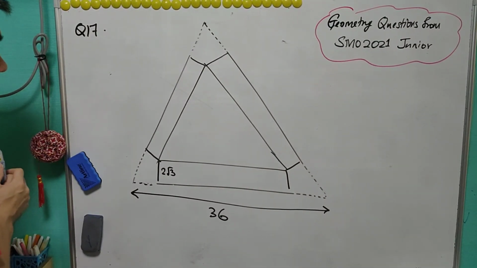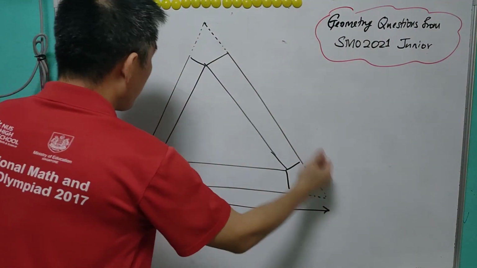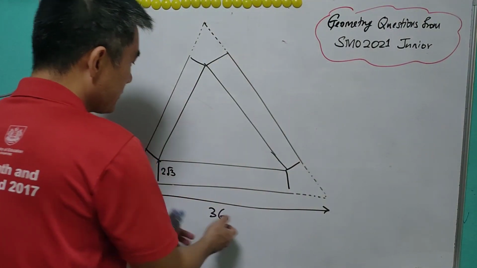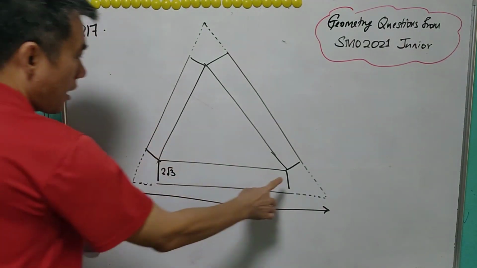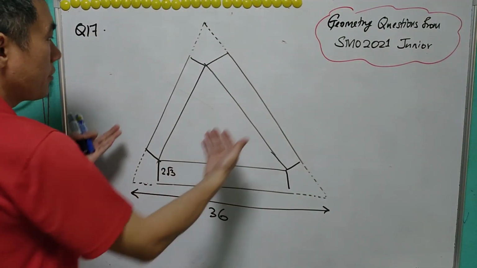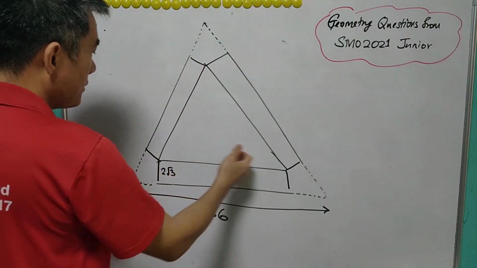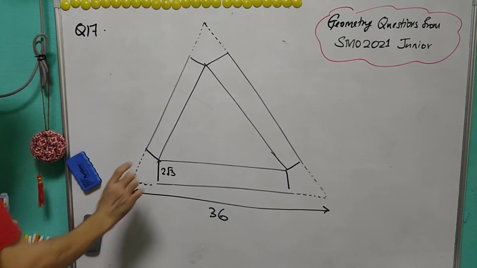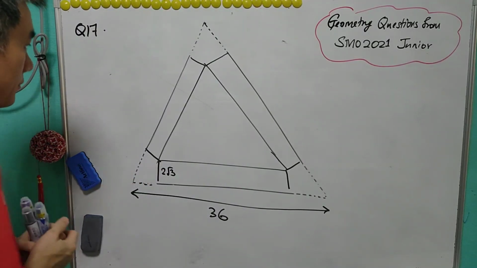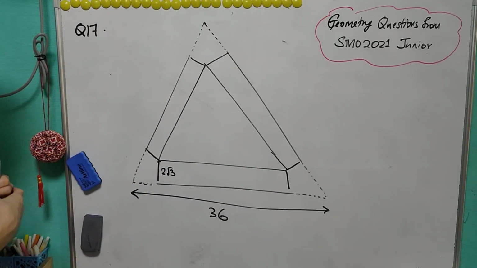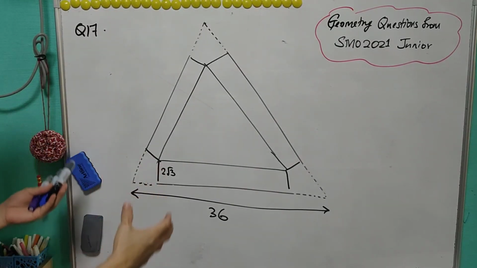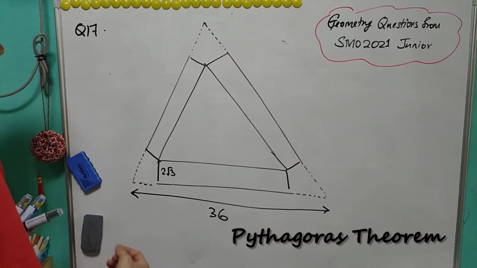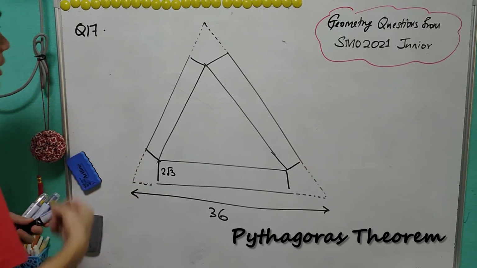For question 17, this is originally a cardboard in the shape of an equilateral triangle of length 36. Some of the parts have been cut off, and later on they will form a tray with the base in the shape of an equilateral triangle again. Obviously, the height of the tray is 2 square root 3. So we are asked to find the volume of the tray. Easy, we can find triangles in this diagram. But in order to use Pythagoras theorem, we need to use a right angle triangle again.